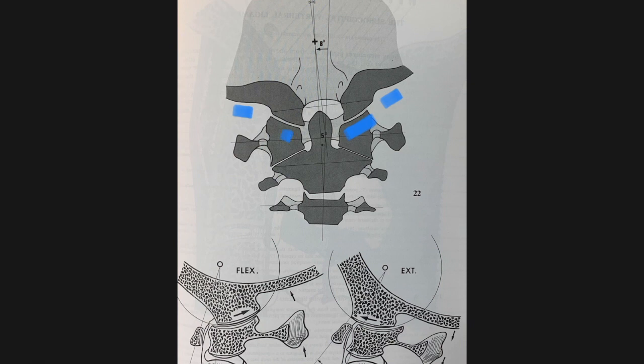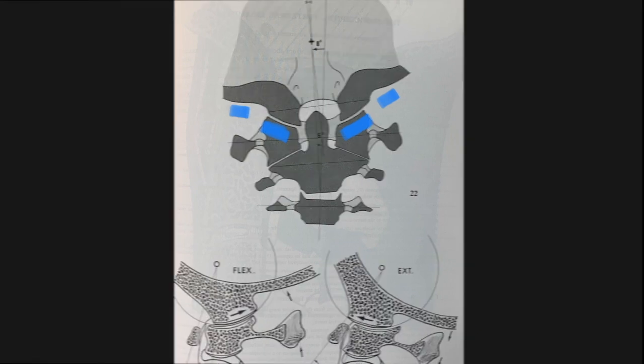across the atlas here in the occipital joint. You can see here the movement from one direction to the other. Now we're going to do the exercise.